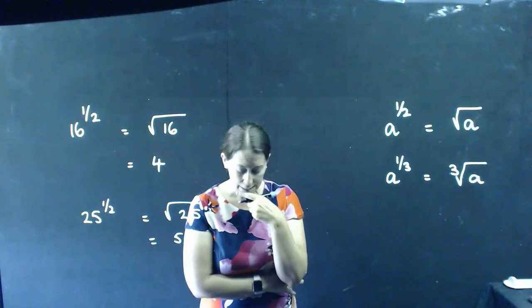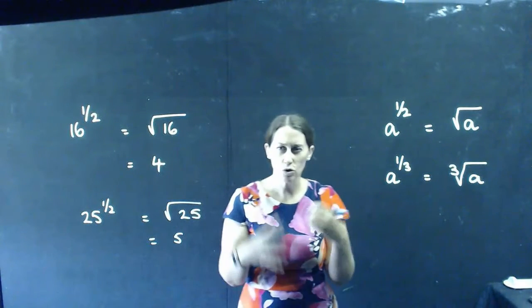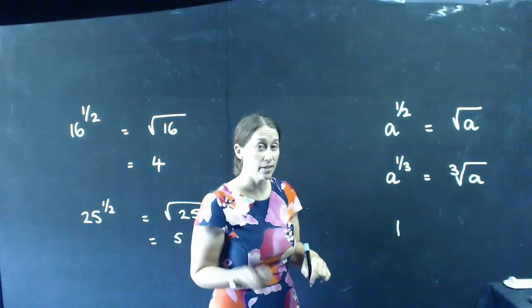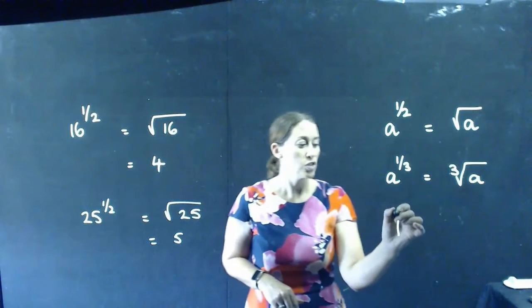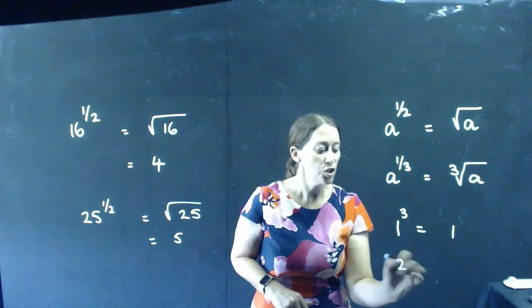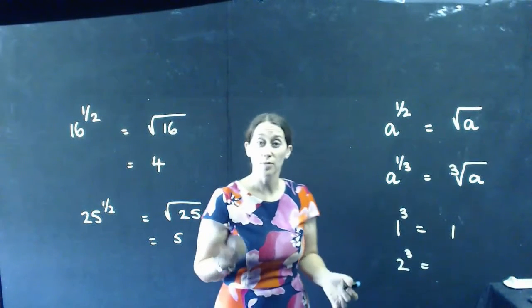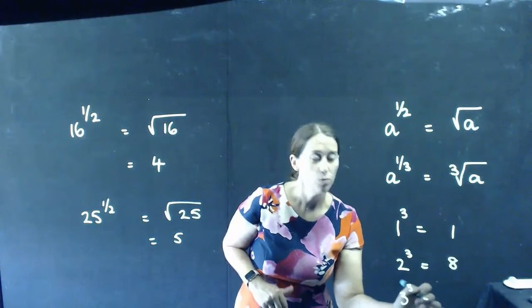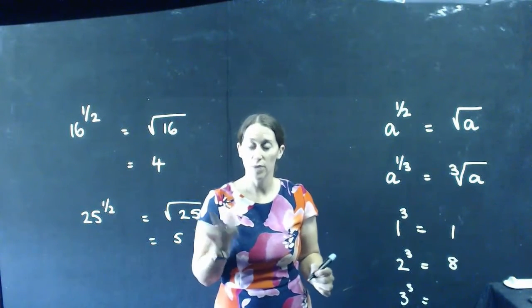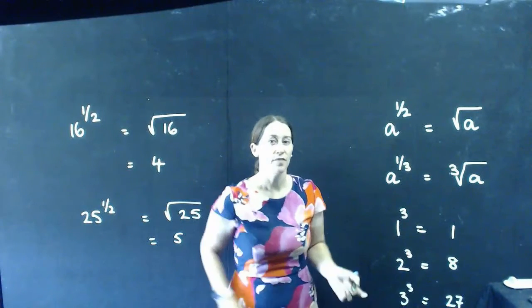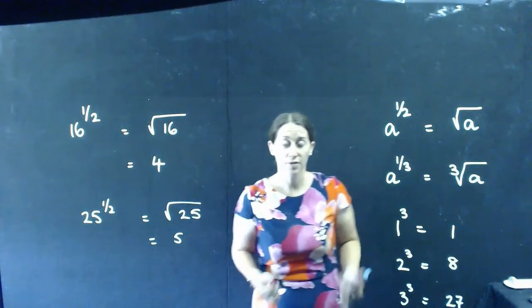So let's have a look at some cube numbers. Let's just work through some patterns. Cubing means multiplied by itself and itself again. So 1 cubed is 1 times 1 times 1, which is 1. 2 cubed is 2 times 2 times 2, which is 8. And 3 cubed is 3 times 3 times 3, which is 27. Now, if I'm going to work back, that would mean taking the cube root of that number.